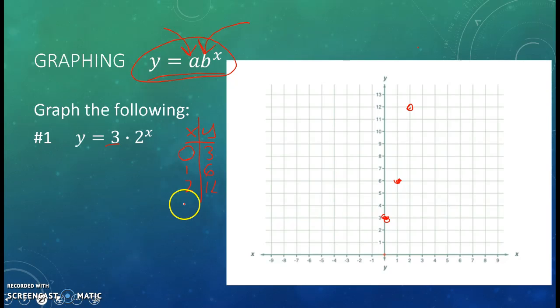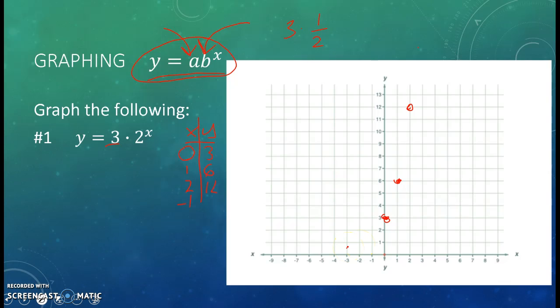If I plugged in a negative number like -1, we know that to make a negative exponent positive, we'd have to put it on the bottom. This would be the same thing as 3 times 1 over 2 to the first. And that's 3 times a half, which is 1.5, which is right here. And as we go back, we're just cutting this in half each time.